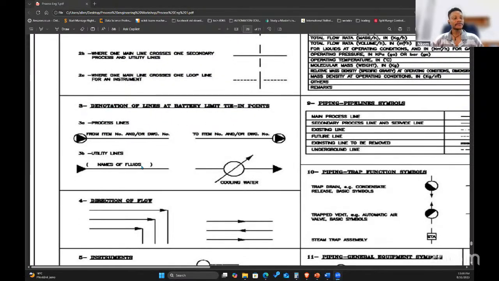Now, notation of lines and battery limits, tie-in points, and all of this. So battery limits, does anybody know what a battery limit is? Anyone? You probably must have heard this from your workplace or your experience if you've served in some plant. If you know it, can you just raise your hands? Anyone?